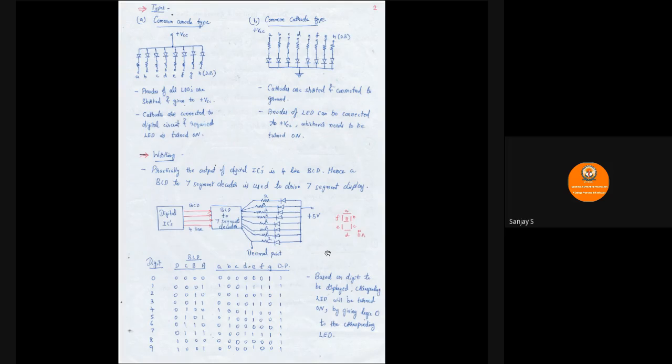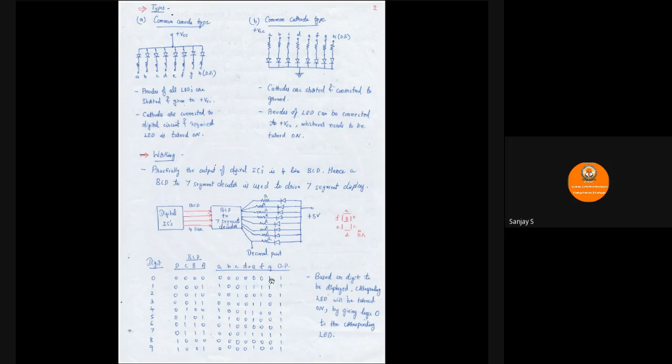For example, let us consider we want it to display 0, then we need A, B, C, D, E, F to be turned on. Then only 0 will be displayed. A, B, C, D, E, and F. So here that is digit 0. Binary coded equivalent is 0000, and here it is active low input. So A, B, C, D, E, F is 0. G and DP are 1. Whichever LEDs have to be turned on will be zeros. Whichever will be turned off will be 1. This is because it is active low.